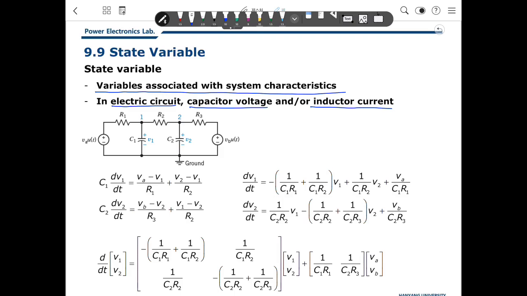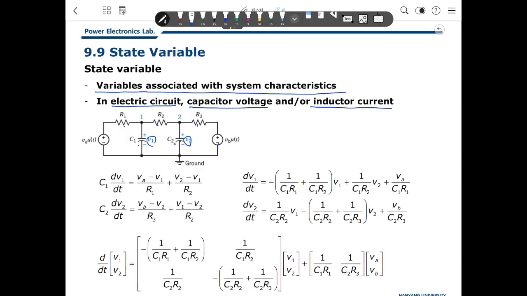For example, this is an example of a circuit. This is R, and capacitor, and the source here. Then we want to describe the system. If we define the state variable to represent the system characteristic, it's very useful. Because they are capacitors, we choose the capacitor voltage variables, V1 and V2. Then V1, V2 are state variables. Then we can make an equation based on KCL, KVL, or node voltage equations and mesh equations.